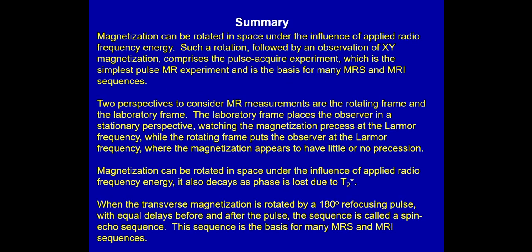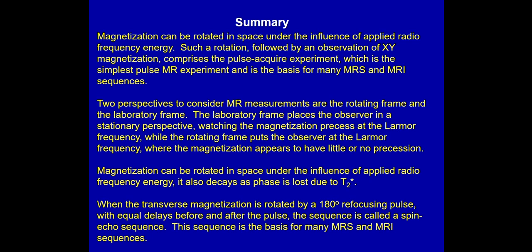So to summarize for today, magnetization can be rotated in space under the influence of applied radio frequency. The standard term for that is B1, as opposed to the standard term for the large magnet, which is B0. People often ask me, is there a B2? And actually, there is a B2. We will talk about that in a later course. It's the same as B1, but used for a different purpose. But B1 is what you normally will encounter in most things that you do with MRI and MRS.